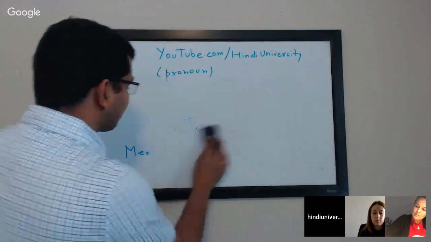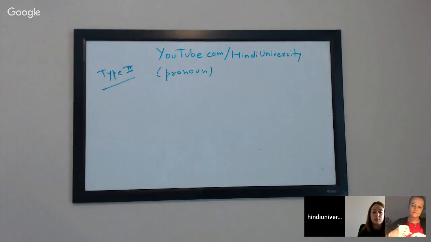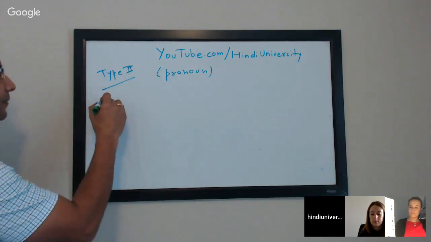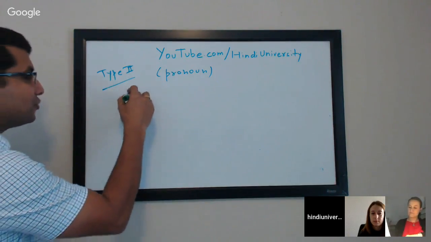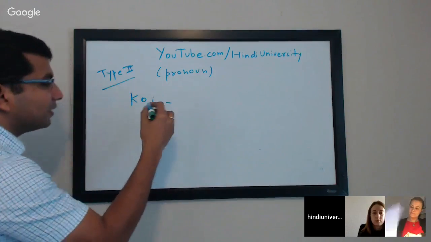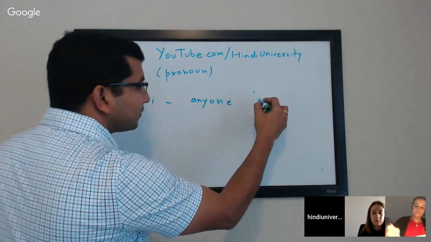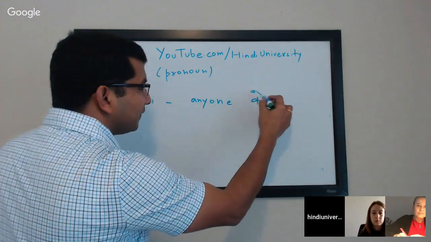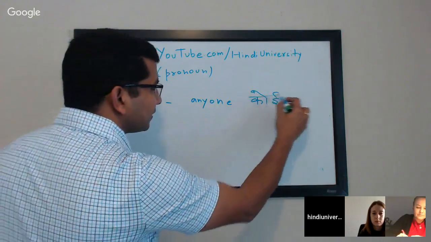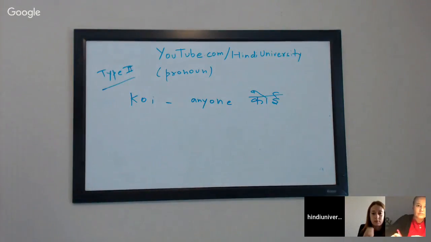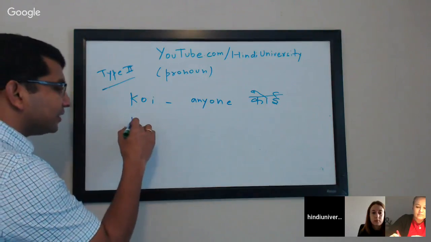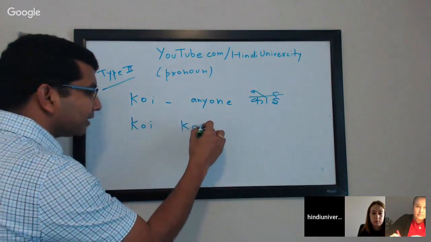So let's look at some more. Some more examples that I have is basically koi. As you know, in Hindi we use koi many times. Koi is anyone. The way you write it, you have a ka with o and then i. Okay, koi, and you can repeat it twice, koi koi.